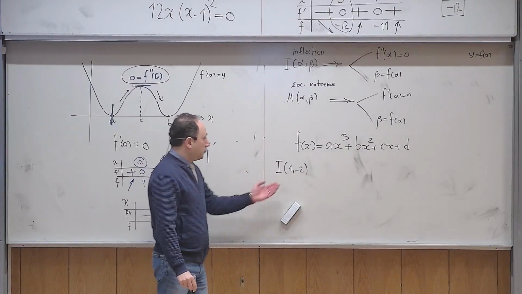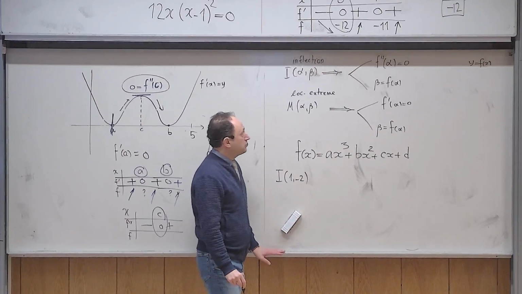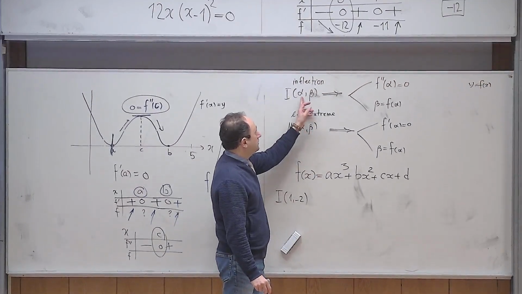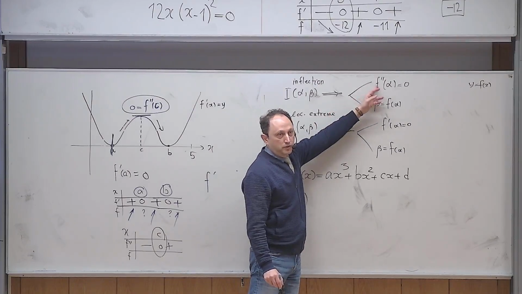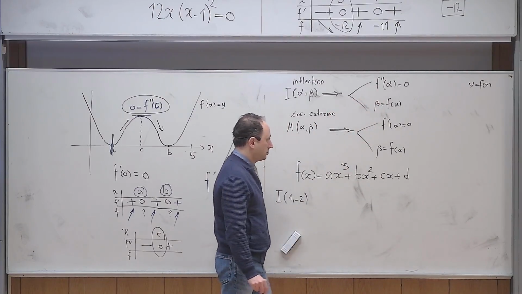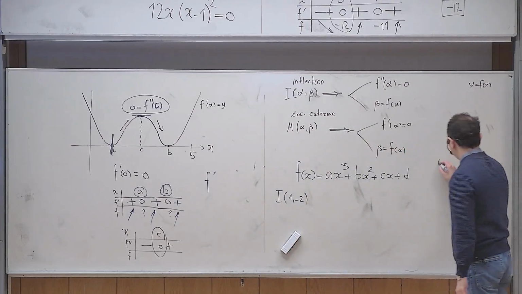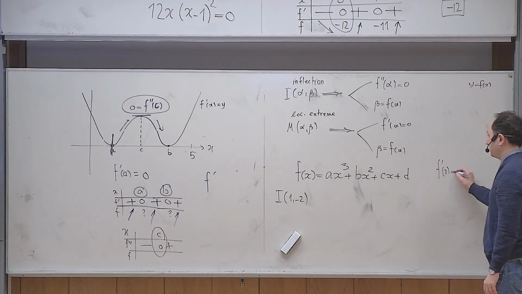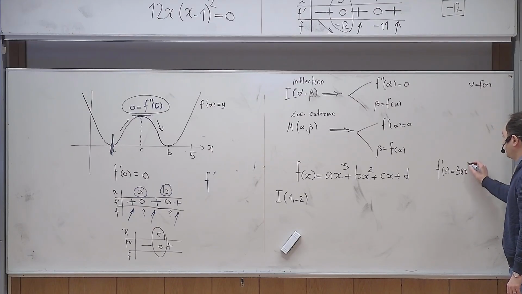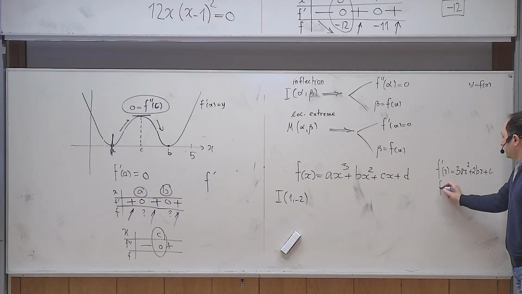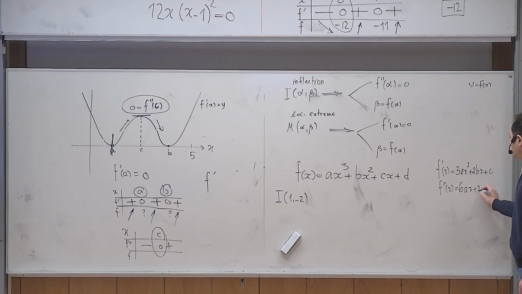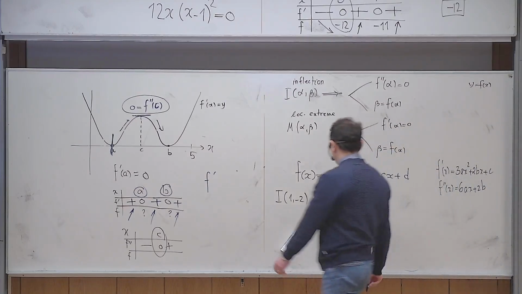Okay, I will not start because I have it in my memory that for using this information, I need the f double prime. So what do I do first? I go here, calculate f prime. What is f prime? It is 3ax squared plus 2bx plus c. I also calculate f double prime, which is 6ax plus 2b. You agree?